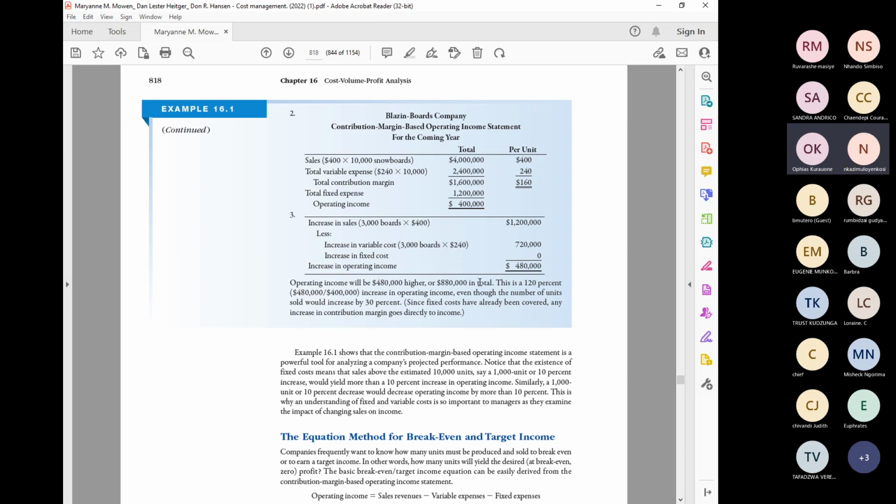And what does this mean? There is now an increase in what? In profit. 480 increased over 400 by 120%. That is an advantage.